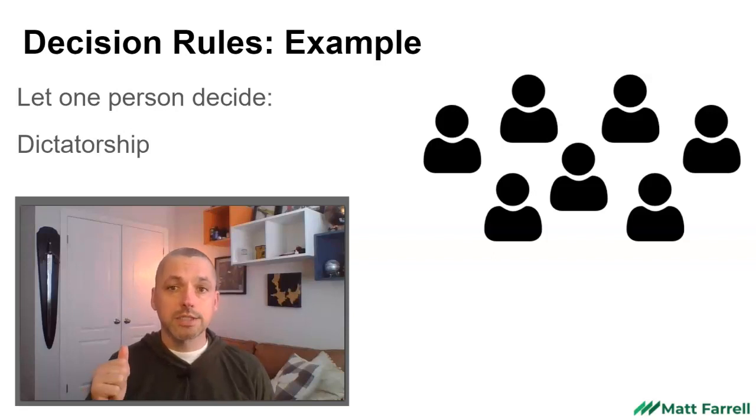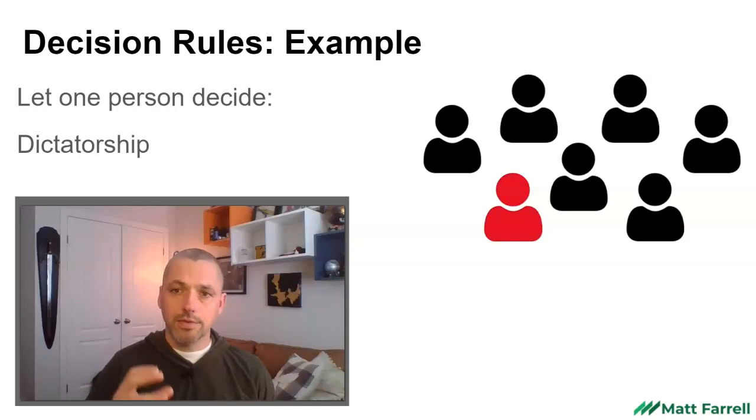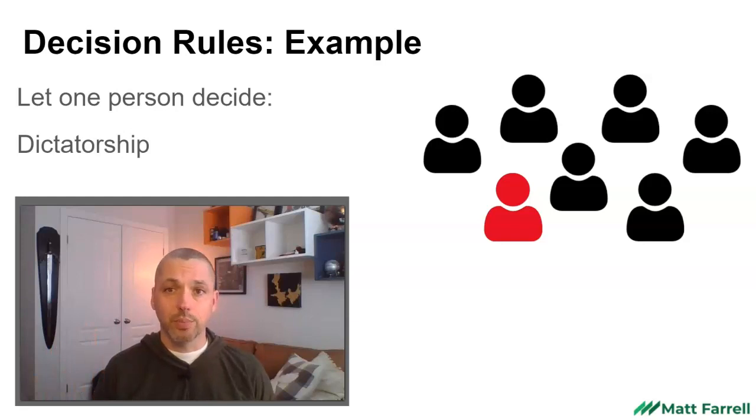Well, the group could decide that one person will make the decision. And from an analytical perspective, we would call that a dictatorship. When one person is choosing on behalf of the group, everybody else in the group is bound by that decision and they have to go along with it. So in this case, the one individual serves as the dictator.